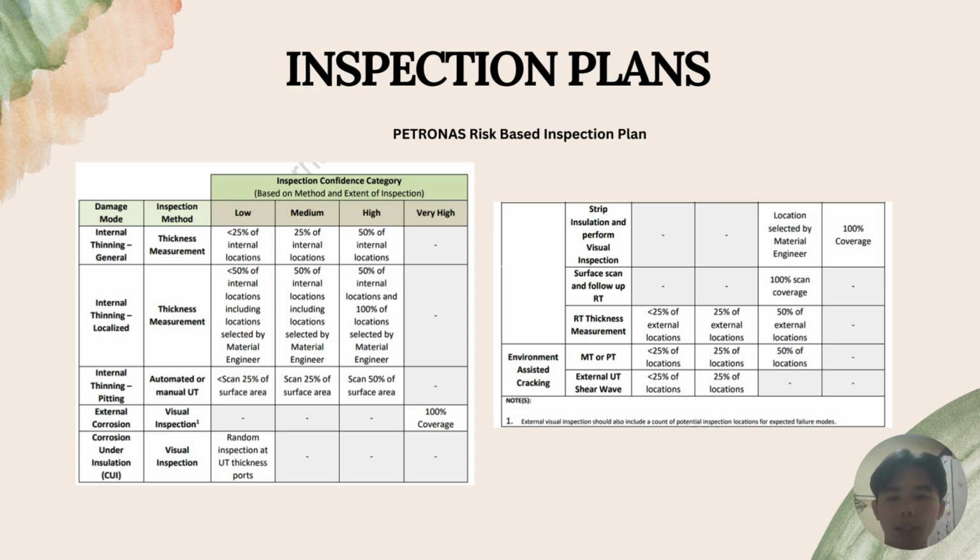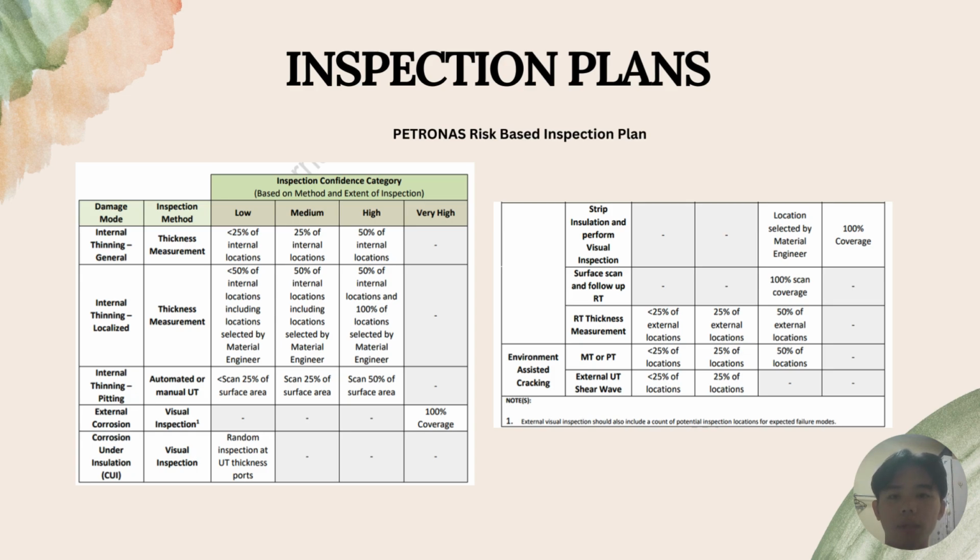Now, we will look at the inspection confidence category for different damage mechanisms in piping in the Petronas risk-based inspection plan. The inspection method for each damage mode is outlined and categorized into different confidence levels, including low, medium, high, and very high category to determine the extent of inspection.